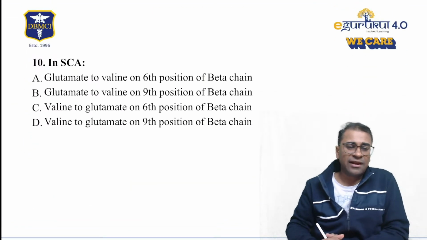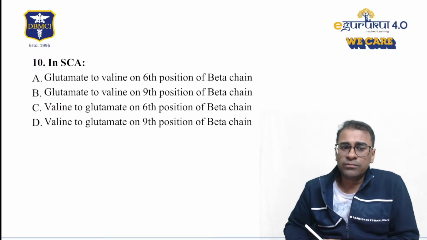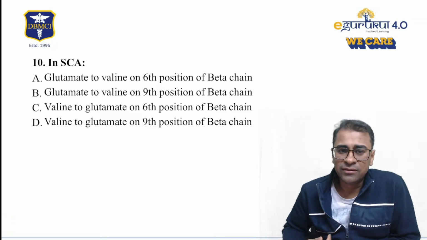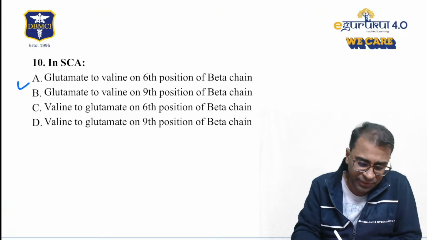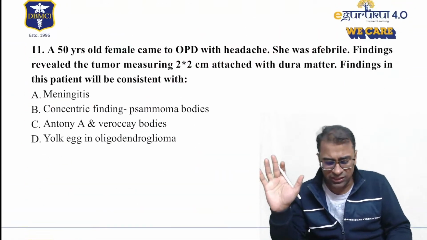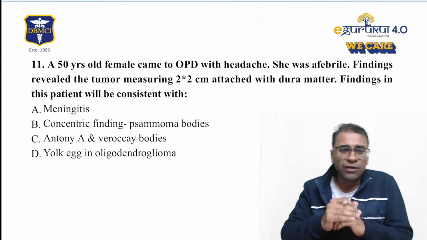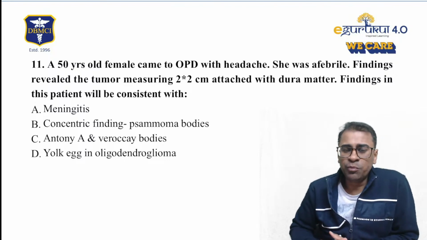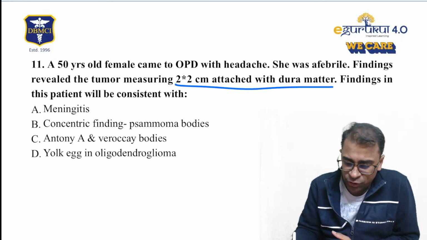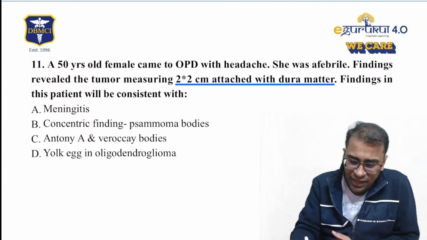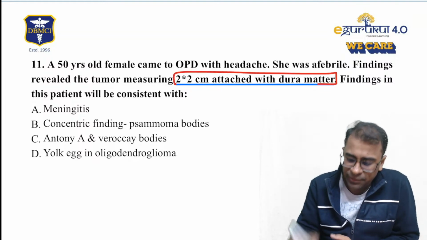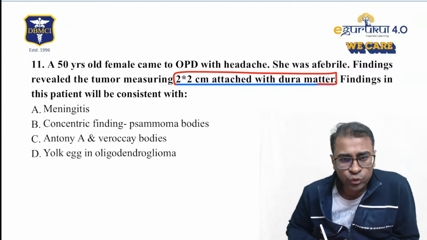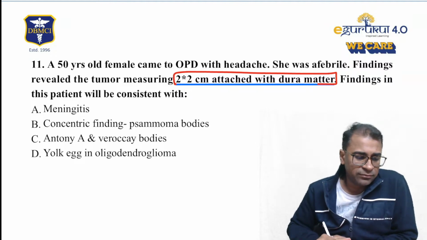In sickle cell anemia, glutamic acid is replaced by valine at the 6th position. This is a simple question, leave it, no need to discuss it. Next, a 50-year-old patient comes to the OPD with headache. Findings reveal a tumor of 2 into 2 centimeters attached to the meninges. What is this? Typical disease. 2 into 2 centimeters attached to the meninges.